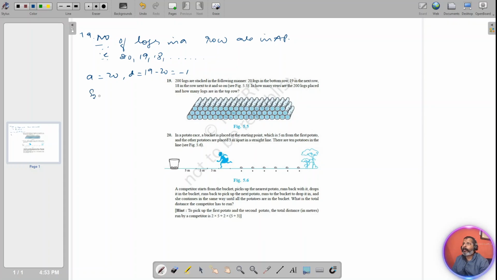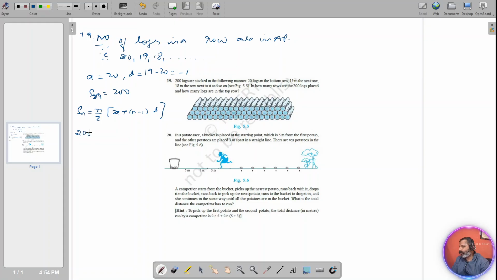How many logs are kept? When you add all these, 20, 19, 18 and so on, it should come to 200 logs. So Sn is equal to 200 logs. You have to find how many stacks are there, meaning rows. So you have to find n here, the number of terms. So we use the formula Sn is equal to n by 2 into 2a plus n minus 1 into d.